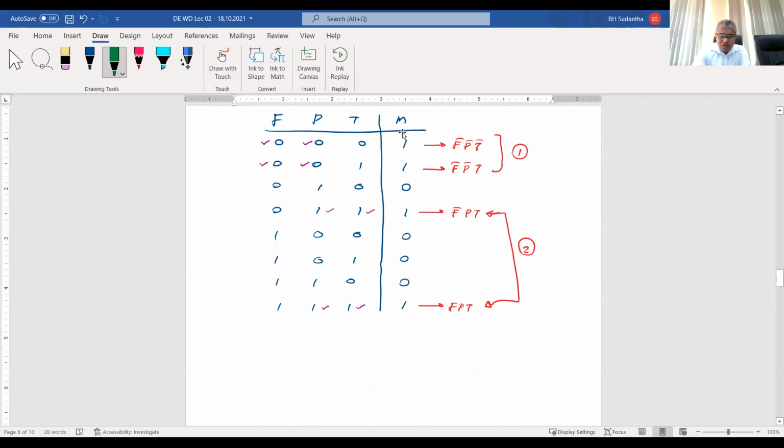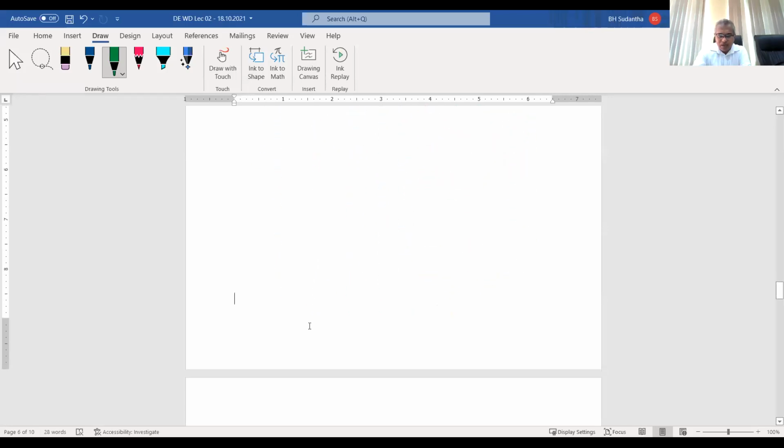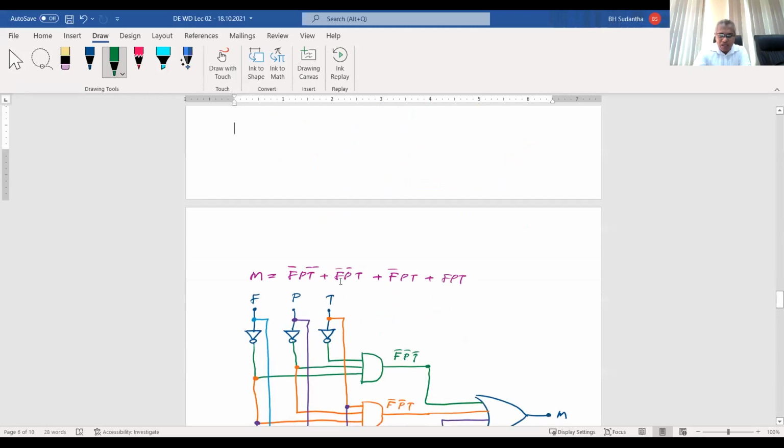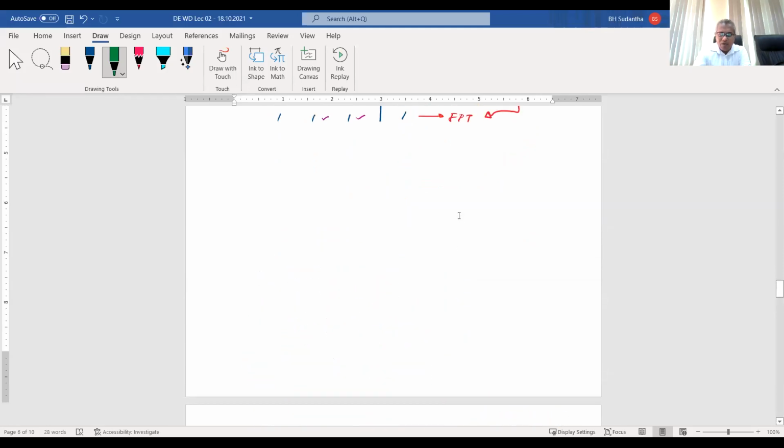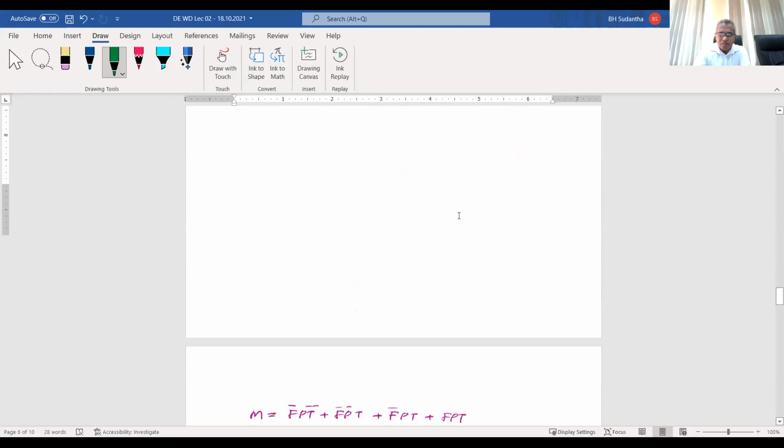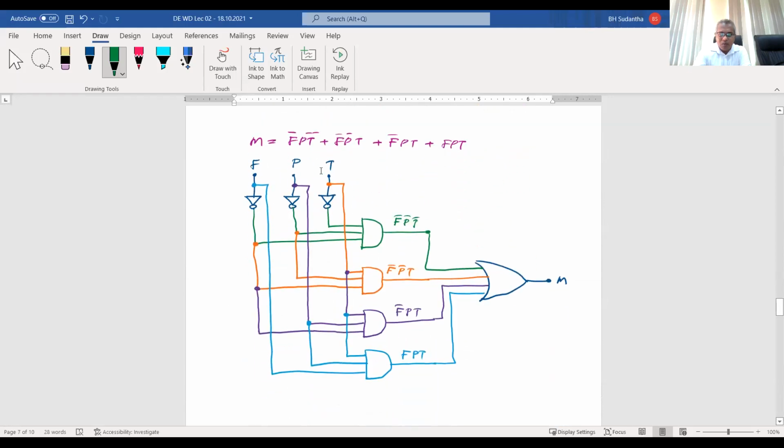Then to write the equation for M, we have to consider this one, and 4 ones are there. We'll consider these 4 ones to write the output equation for this M, but here we have only a single output column. If you have a single output column, we have only a single output equation. In the previous problem, we had only a single equation. Why? We had only a single output column. Because of that, we started from 3 inputs and ended up having a single output.